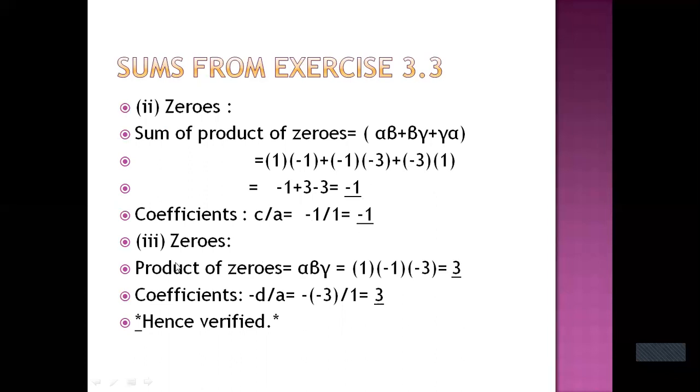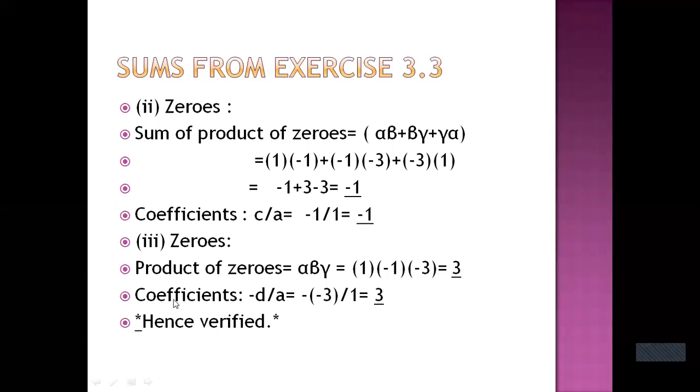Now the third one is product of zeros. First we'll verify product of zeros through zeros. Through zeros, the formula is alpha beta gamma, that is equal to alpha into beta into gamma. That is 1 into minus 1 into minus 3. So the product is minus 3 into minus 1, which is plus 3. Plus 3 into 1 again will become 3.